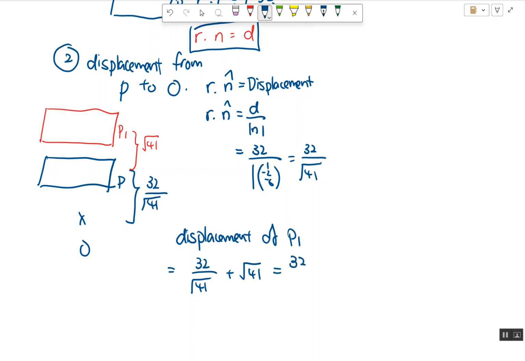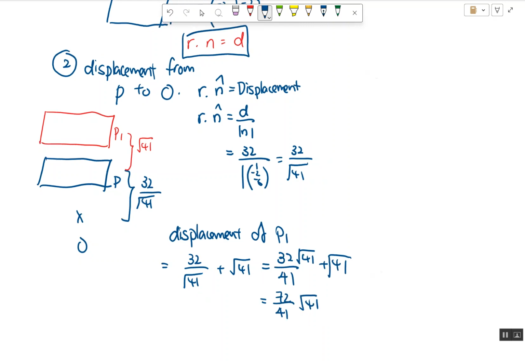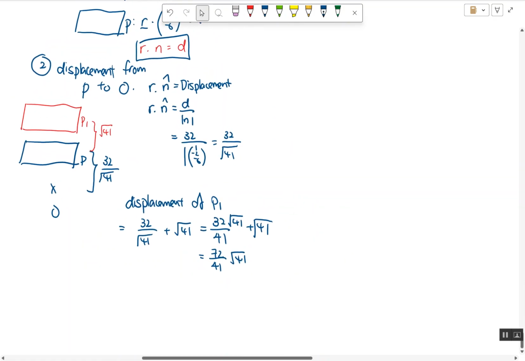Very hard to add this in, so let's rationalize the 32 over square root 41. I multiply by root 41, and I get this. Treat the root 41 as an x, and I'm going to get 73 over 41 times root 41. So that's the displacement of P1 to O. And that is also the d over magnitude of n, so of P1. I put it as d1 over magnitude of n equals 73 over 41 times square root 41.